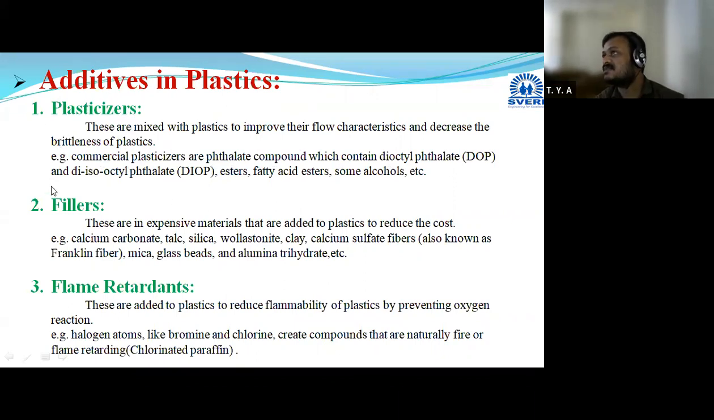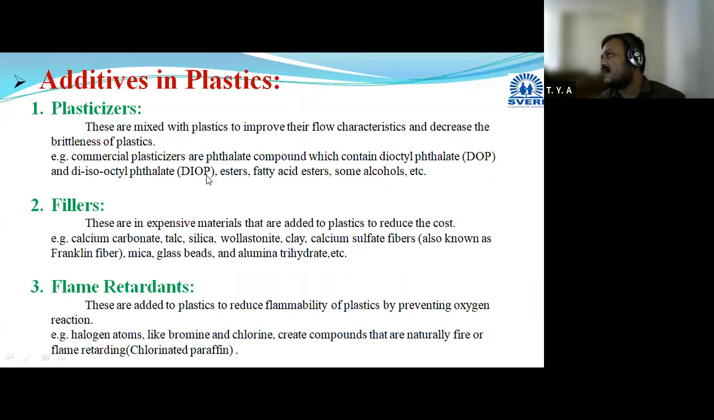And some examples of plasticizers I have written here. These are phthalate compounds. Phthalate compounds are generally used as plasticizers. You can go through the various examples of phthalate compounds. Some commonly used names I have given here: dioctyl phthalate and diisooctyl phthalate.